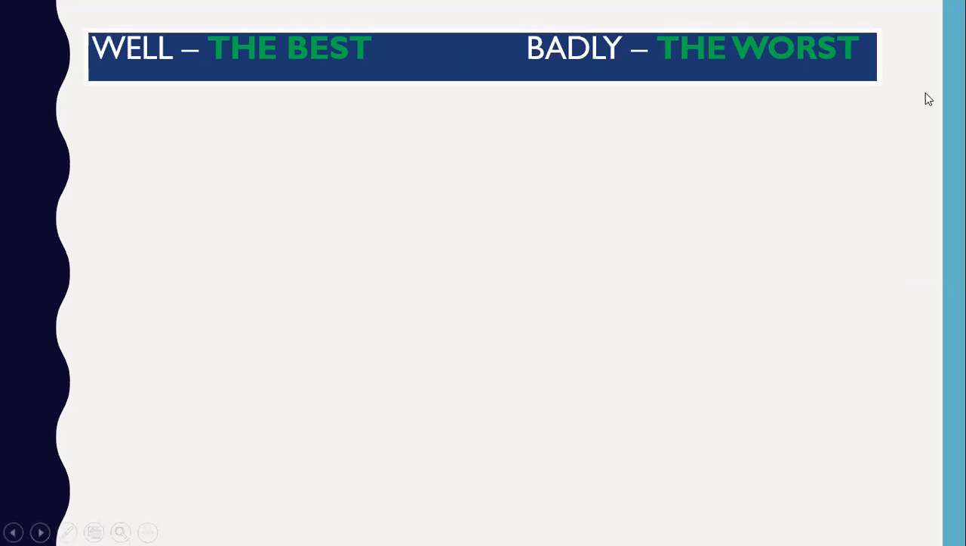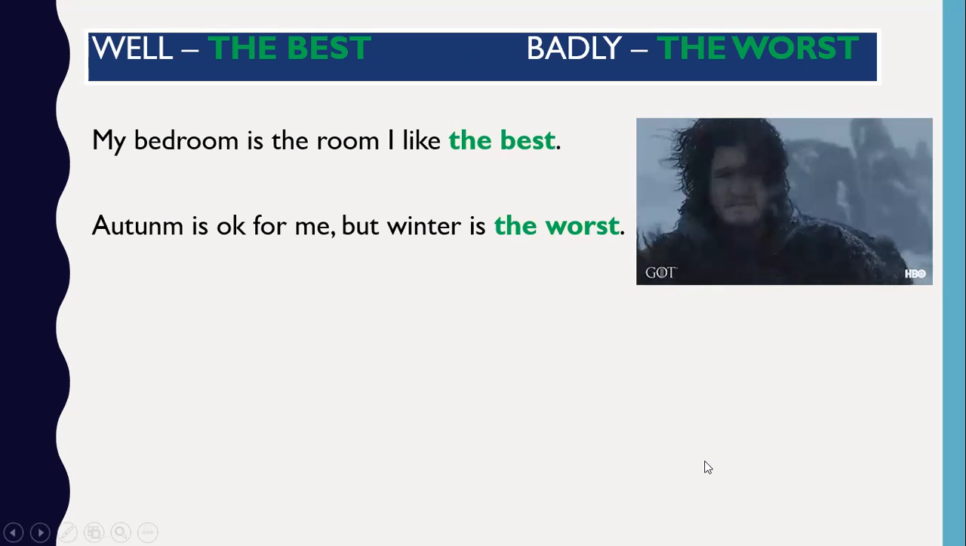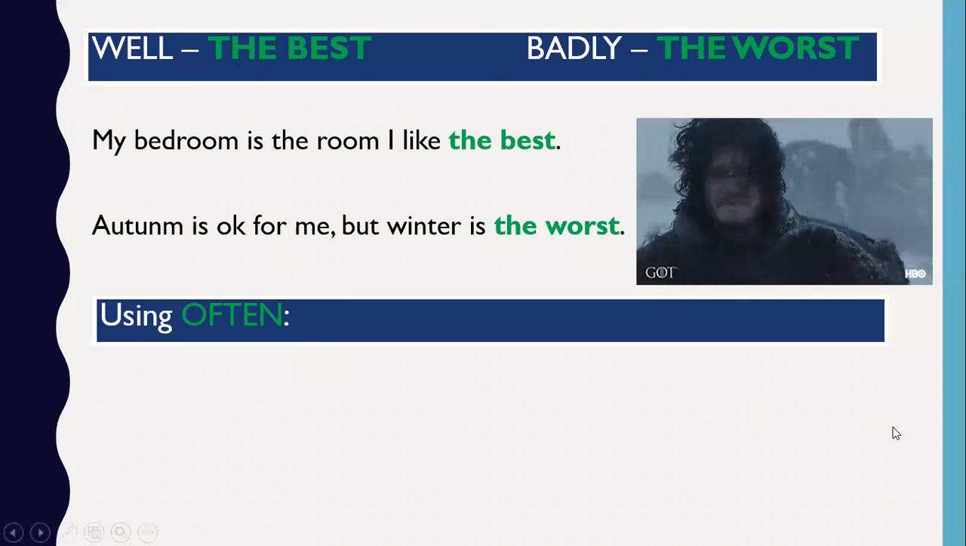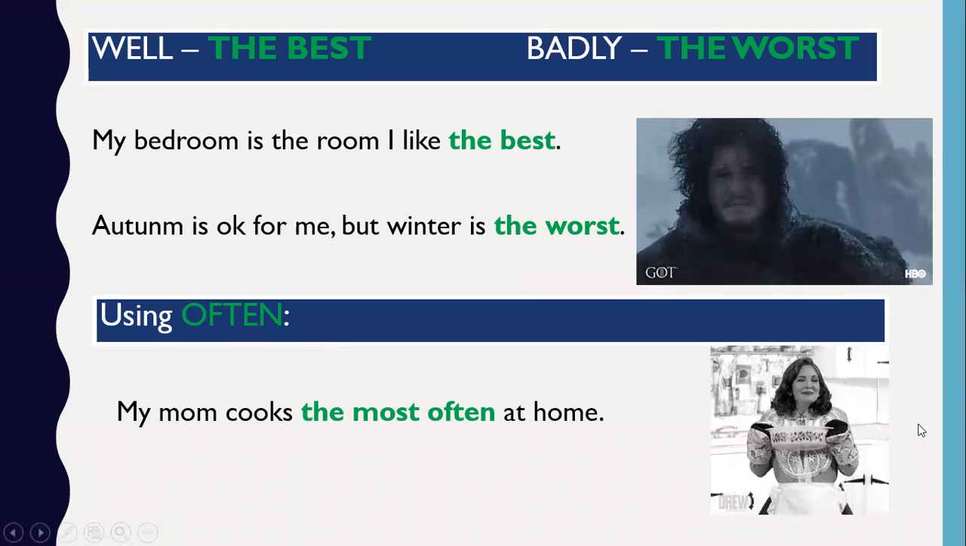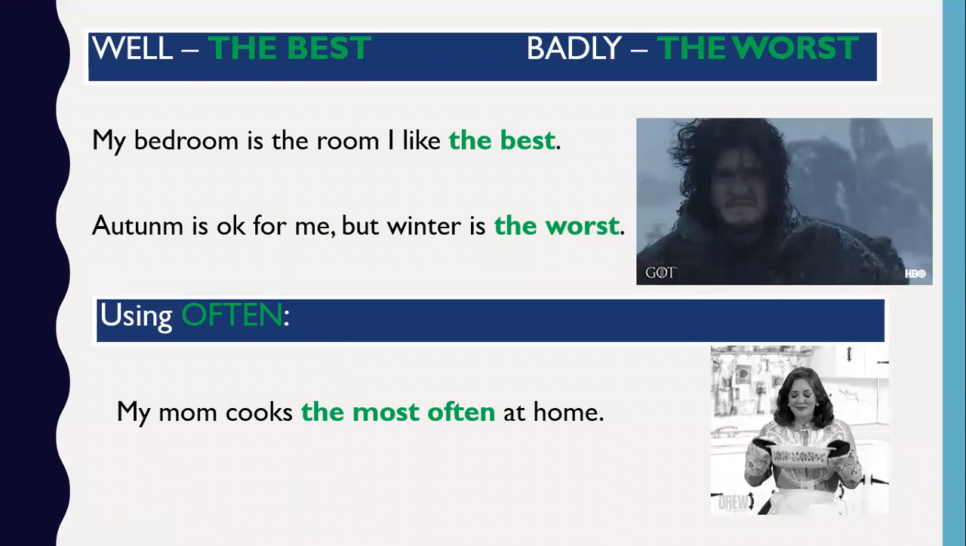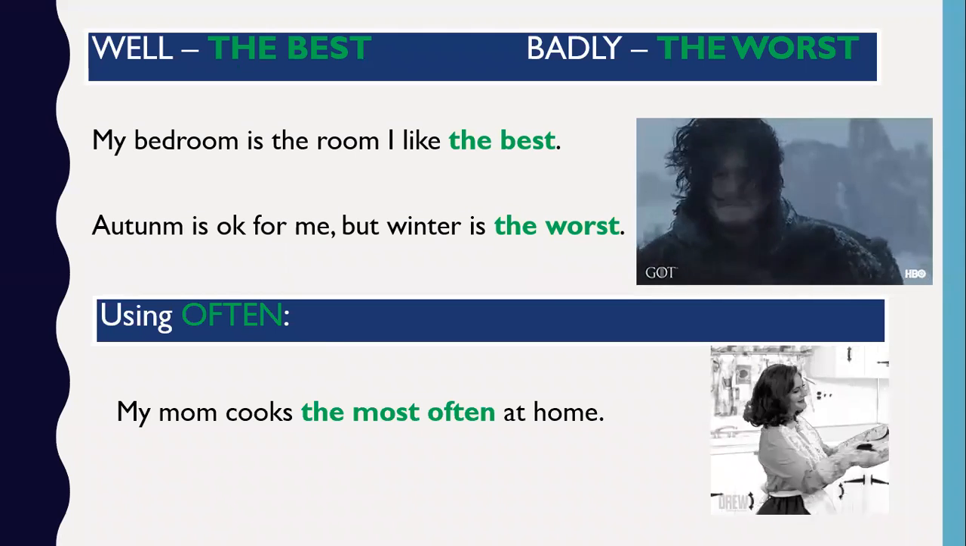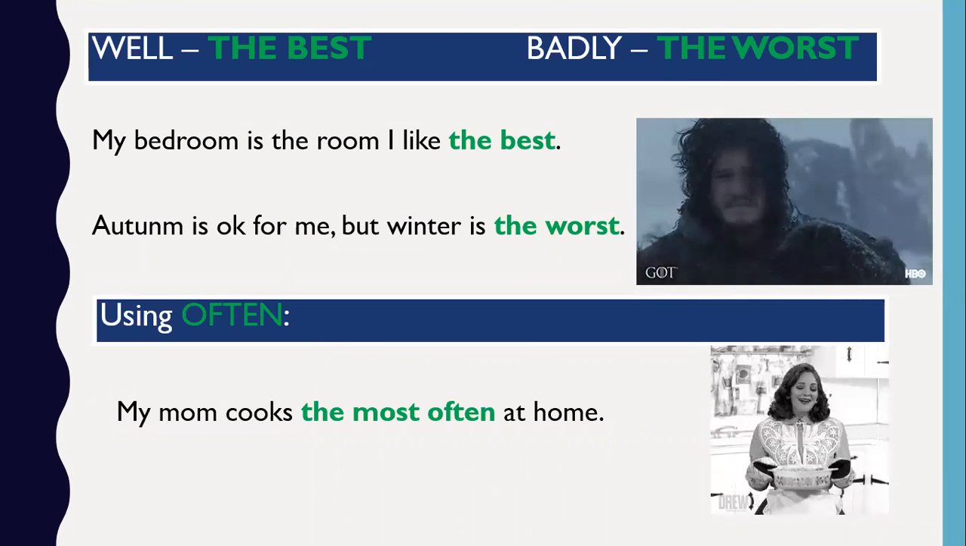Next, the best and the worst. My bedroom is the room I like the best. Yang paling kan? Ini. Autumn is okay for me, but winter is the worst. It means that I really don't like winter, right? Next, often. Kita juga bisa pakai often. My mom cooks the most often at home. Yang paling sering memasak adalah my mom.